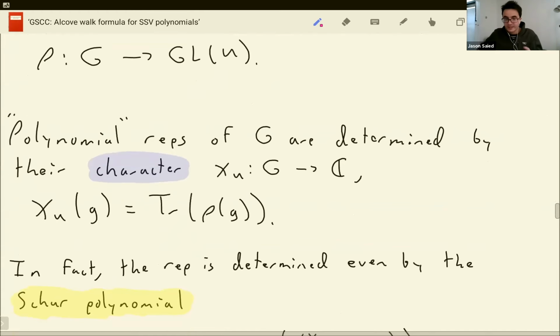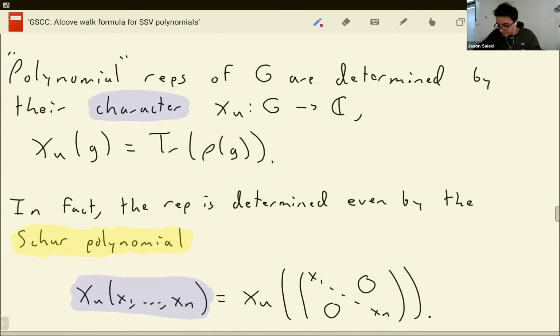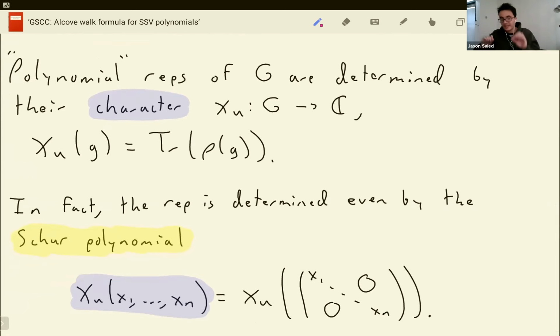And it turns out that you don't even need the whole character to determine the representation. It's actually determined just by the value of the character on diagonal matrices. And so this polynomial here, it's a polynomial in the numbers x1 to xn, is called the Schur polynomial. I'm lying slightly. Technically, you want to require that the representation is irreducible, but this is good enough.